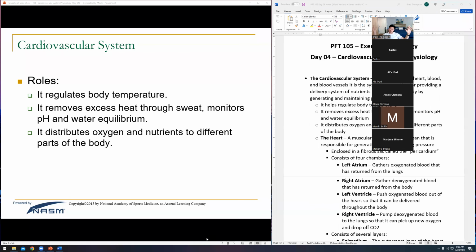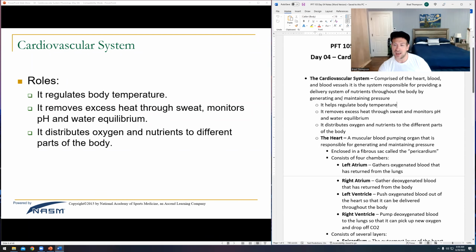So blood leaves the heart and goes through all the various tubes of the body to wherever it needs to go. And that's how your blood vessels also change shape and size in order to regulate pressure as well. So when we look at the role, that's why we say it is a delivery system of nutrients, and it does this by generating pressure and maintaining that pressure.